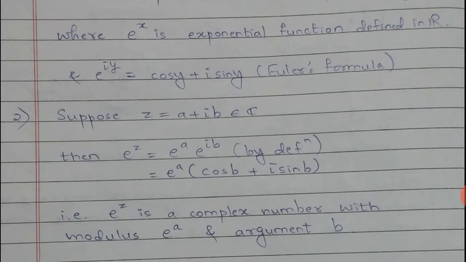Suppose I am taking a complex number z is equal to a plus ib, then its image under the transformation e raised to z will be e raised to a into e raised to ib. That means e raised to z is a complex number with modulus e raised to a and argument b. We represent the domain in the z plane and the codomain in the w plane.